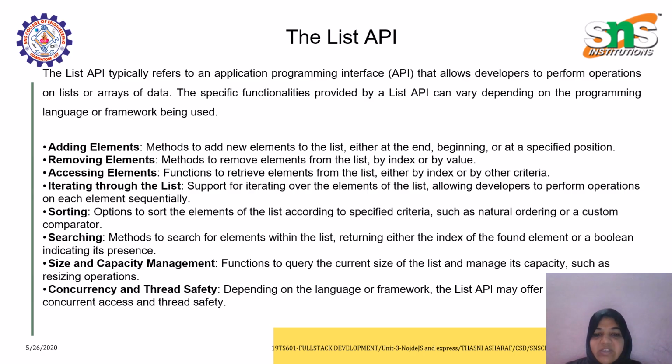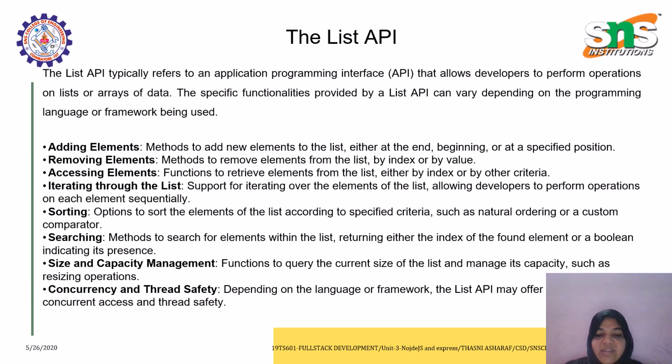Accessing the elements is to retrieve elements from the list either by index or by other criteria. Iterating through the list supports iterating over the elements, allowing developers to perform an operation on each element sequentially. Sorting is ordering the list by specified criteria, such as natural ordering or a custom comparator. Searching is used to search for elements within the list, returning either the index of the found element or a boolean indicating its presence.